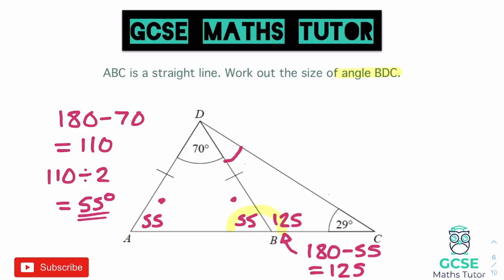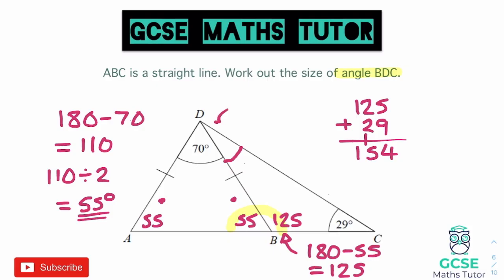And now you can see we have enough information on this right hand triangle to find our missing angle, because we now have two of the other angles. So if we add those two together, we've got 125 and 29. And if we add them up, that adds up to 154 degrees, and we want to take that away from 180.